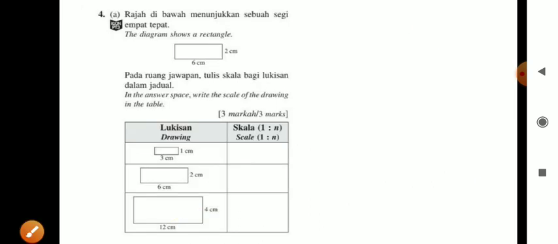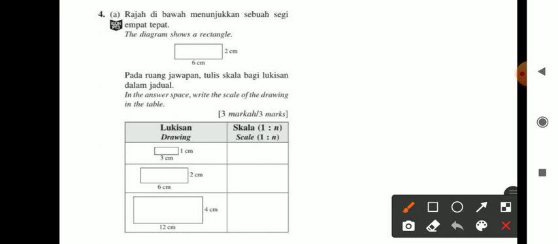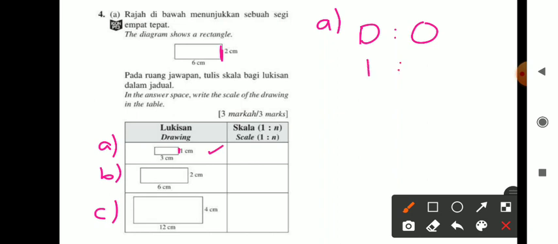Okay, number 4. Number 4 is the basic question. If you don't understand this, then understand it now. Let's say this is question A. We solve A first. You only compare one side. Let's compare this side with this. Drawing to original. This is the drawing. If the drawing is 1 cm, then originally it is 2 cm. So this is the answer, 1 to 2.